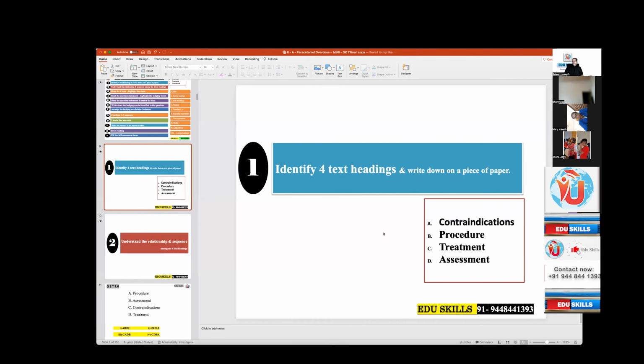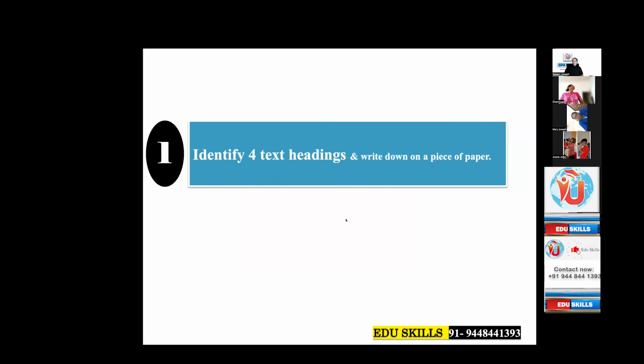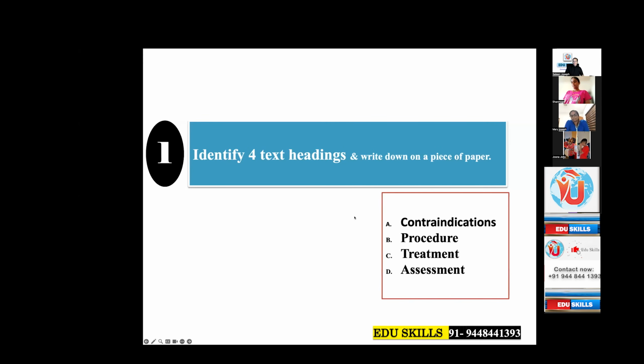I start straight away from here, like identify 4 text headings, and there are 4 texts. I need not explain to you, so in that sense, I am not giving you the introductory part of Part A. 4 headings, 4 texts will have 4 headings. So your first business as you take Part A during your practice is to write down those on a piece of paper or in your notebook. Here you have contraindications and interactions, procedure, treatment, assessment.